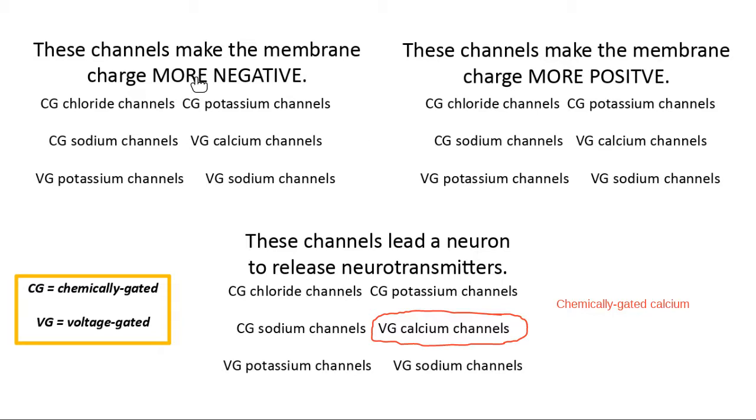All right, let's go up here. Types of channels that make things more negative. Now, there are a couple of places where my membrane charge gets more negative. One of the places where my membrane charge gets more negative is at those dendrites. When I'm at the dendrites, which kinds of channels make my membrane charge more negative?